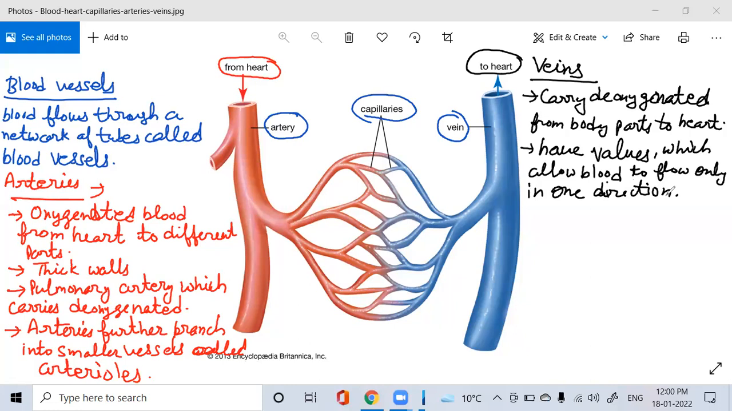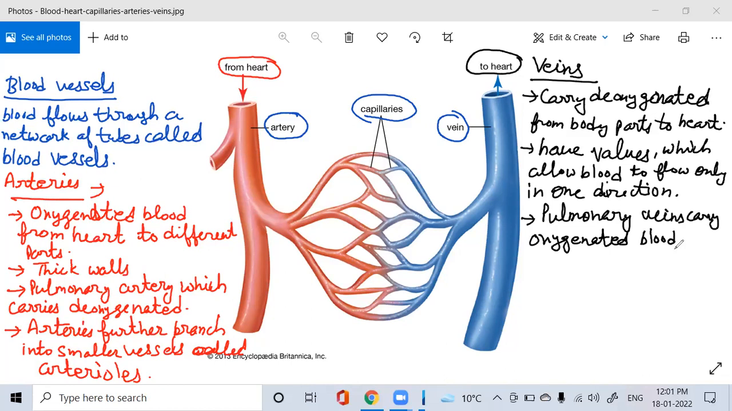Okay, so one more special or exceptional vein, that is the pulmonary vein, right? They carry oxygenated blood, because normally veins carry deoxygenated blood. Only the pulmonary veins carry oxygenated blood, right? So one is the valve and one is this.